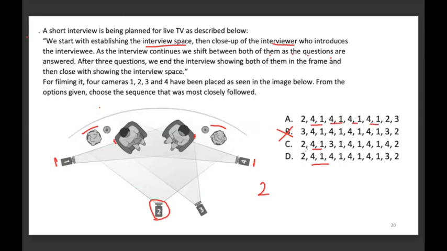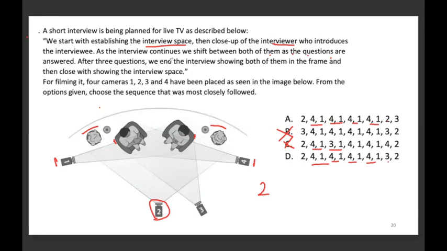So A holds. In C it's 3-1, so C is wrong. In D it's 4-1, 4-1, and 4-1, so D is also on hold. After that, it's either 2 or 3. Between A and D, when you compare, either 2 or 3 will come. In 2 we are seeing the interview space, and in 3 we are seeing the interviewee and interviewer.